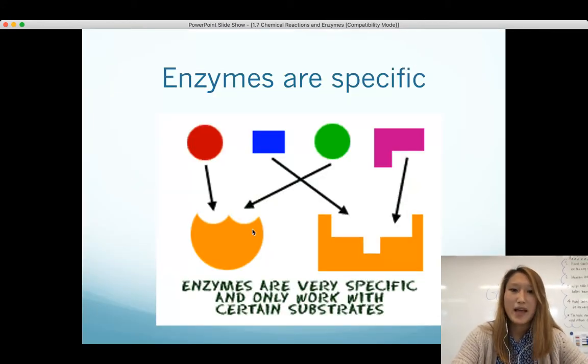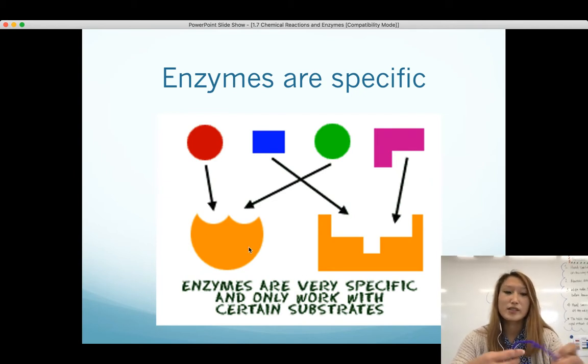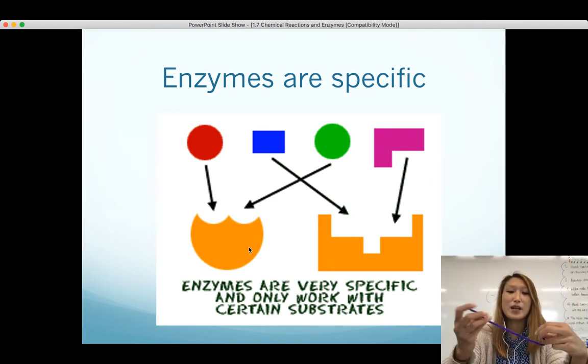What does that mean? Enzymes are like doors, and you got keys to the doors, right? Doors and the keys are specific for each other, meaning that you only have certain keys that can open certain doors. So are enzymes. Enzymes are proteins, right? Enzymes are proteins that can speed up chemical reactions.